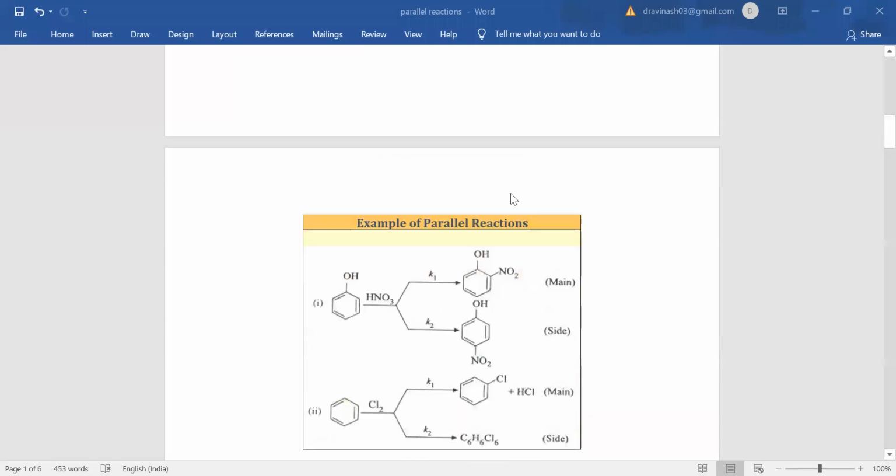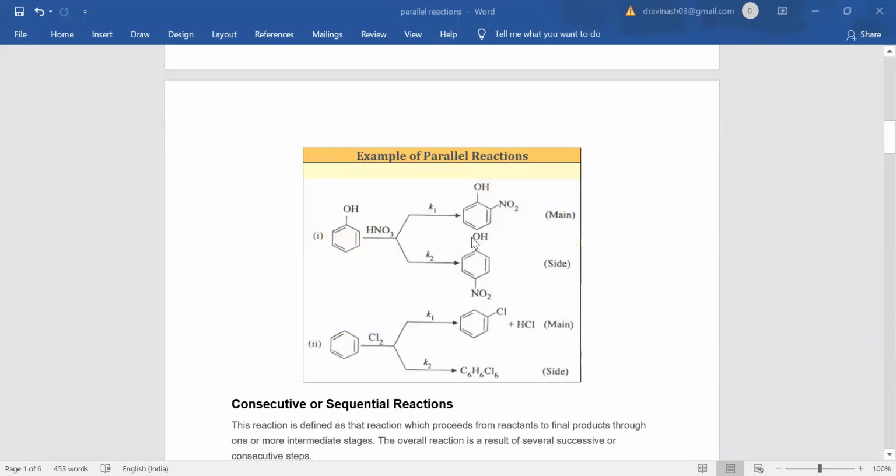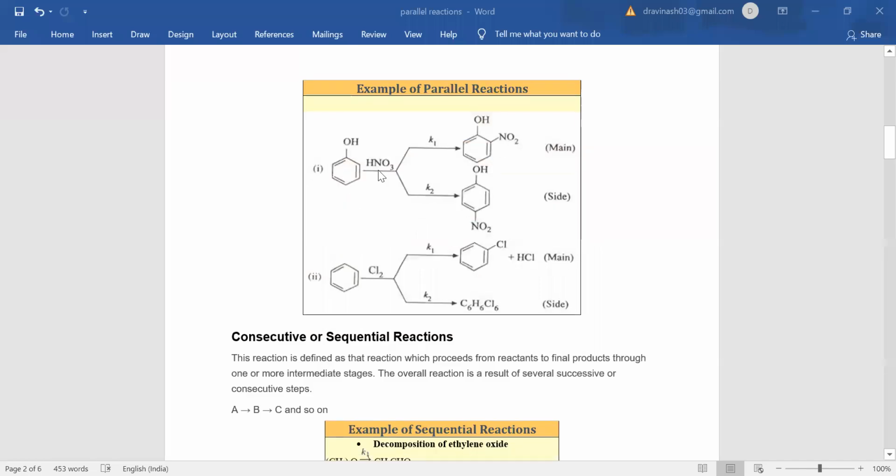Okay, now the examples of parallel reactions. Now here you will understand exactly what happens, right? So this is an organic compound called phenol. If we do nitration on it, we get two products. Generally one is the ortho product and the other is the para product. So the ortho product is the main product and the para product is a side product. In this reaction, the rate for this one is K1 and this is the proportionality constant, that is the rate constant, that is K2.